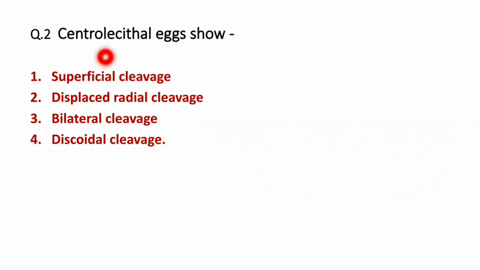Question number 2. Centrolecithal eggs show. The options are: first, superficial cleavage; displaced radial cleavage; bilateral cleavage; discoidal cleavage. The answer is option 1, superficial cleavage.